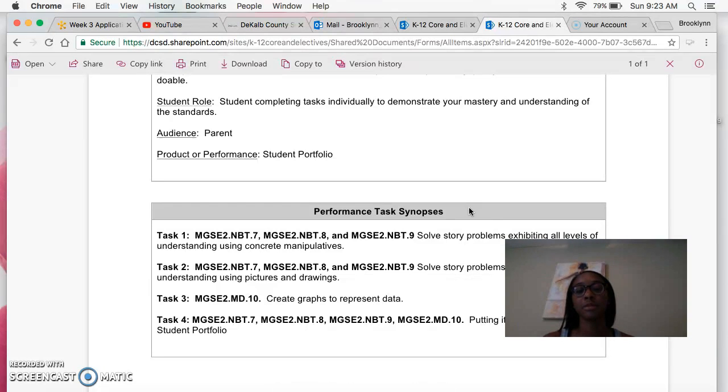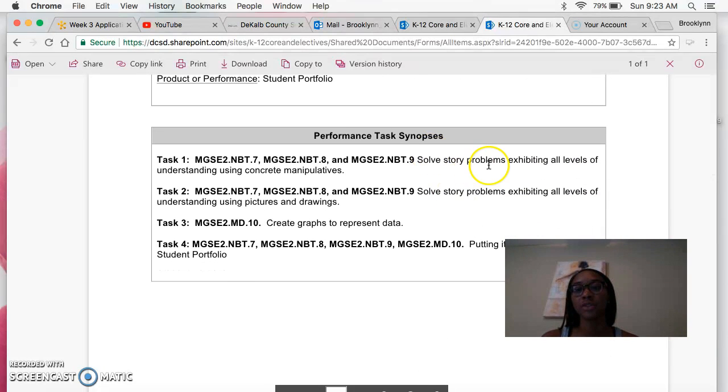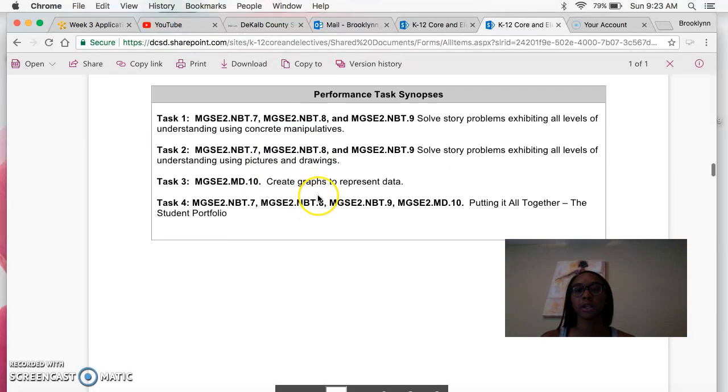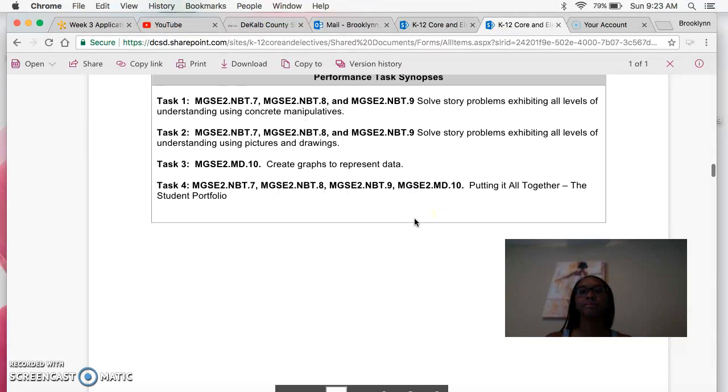And these are the performance task synopses. Solve story problems exhibiting all levels of understanding. Solve story problems with manipulatives, and then this one is with pictures and drawings. Create graphs, represent data, putting it all together in the student portfolio. I'm sorry. So in theory, it sounds okay.